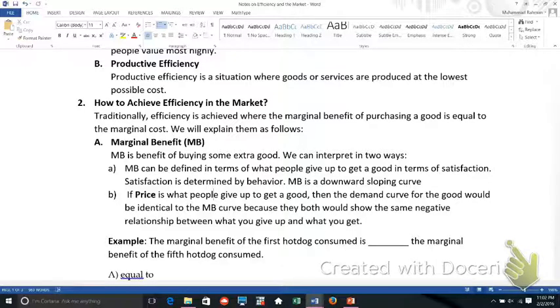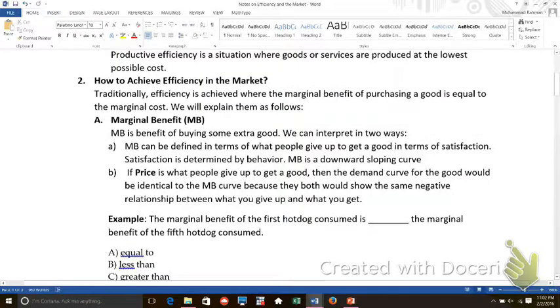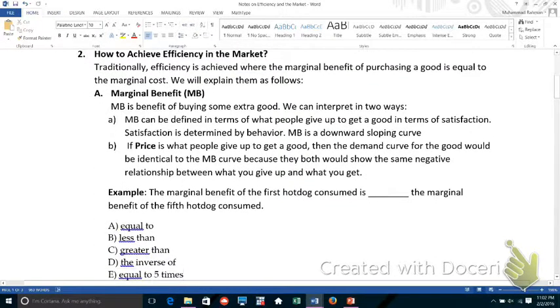So therefore marginal benefit and demand curve are actually identical, or convey the same kind of information about economic efficiency. Let's look at an example which is consistent with the graphical illustration that we just looked at. The example is as follows.